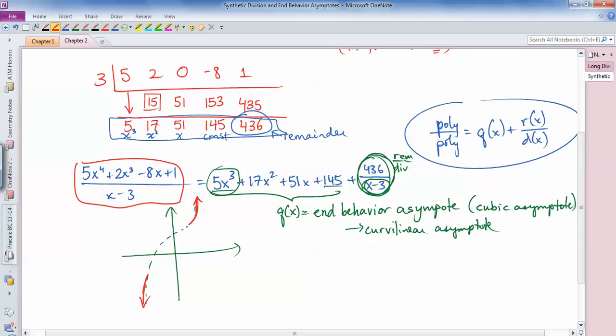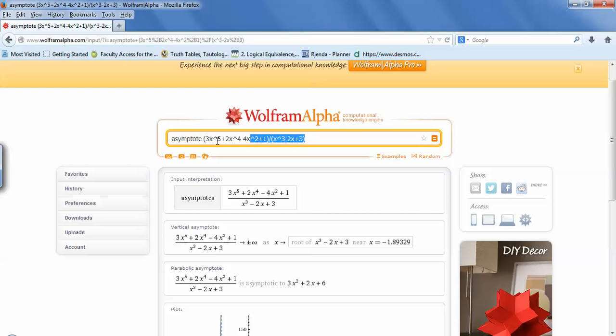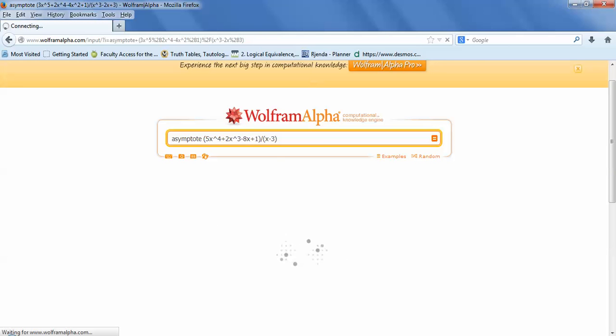Actually, why not? Let's go ahead and graph it just so you can see. So I'm going to go back to Wolfram Alpha, and I'm going to type in the original problem. The original problem was 5x to the fourth plus 2x cubed minus 8x plus 1 divided by x minus 3. So let's see what that looks like.